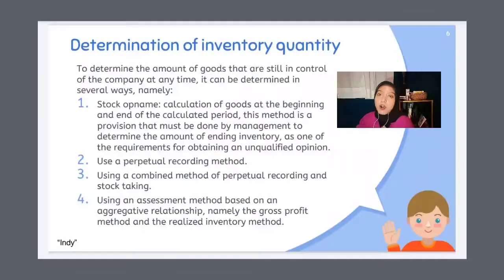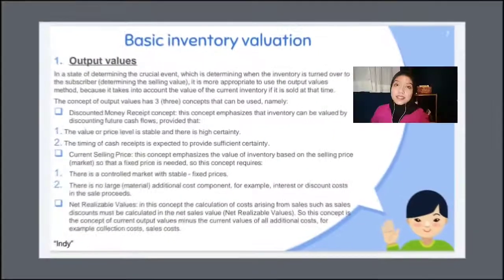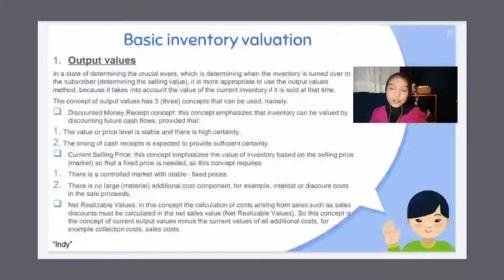Determination of inventory quantity. To determine the amount of goods that are still in control of the company at any time, it can be determined in several ways, namely: 1. Stock taking, calculation of goods at the beginning and end of the calculated period. This method is a provision that must be done by management to determine the amount of ending inventory as one of the requirements for obtaining an unqualified opinion.